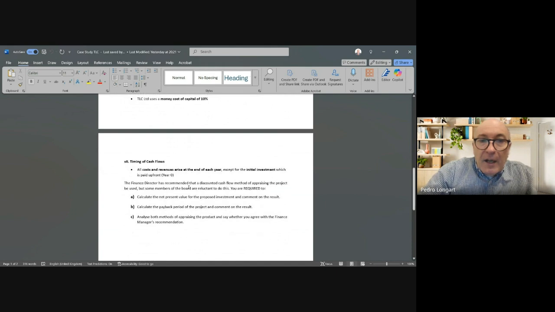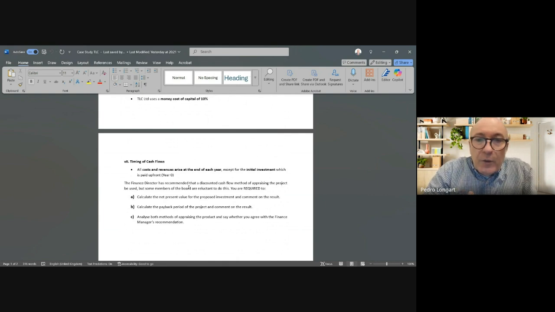And the timing of cash flows: all costs and revenues arise at the end of each year. This is only a convention, except for the initial investment, which is paid upfront in year 0. So this is normal, this is convention.